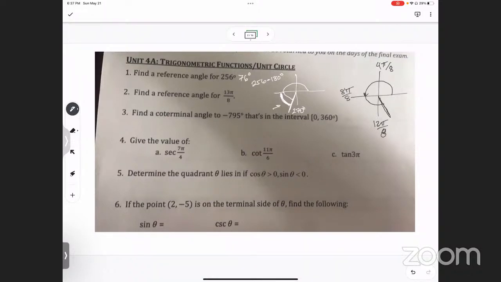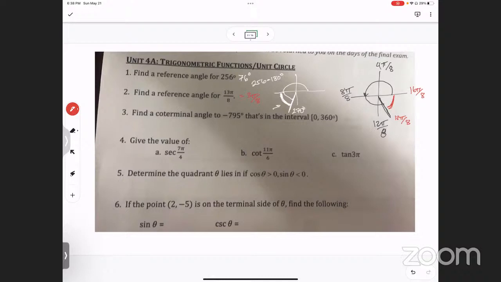Which means your reference angle is this angle right here. And what would that be? This is 13 pi over 8. Remember, this is 16 pi over 8. You don't subtract it from 12, you subtract it from 16. It's this distance right here, so 3 pi over 8. Yep, your reference angle for this is 3 pi over 8. So every one of those is a little bit different. Coterminal, that's easy. That's where you just add or subtract 360 as many times as you need to.